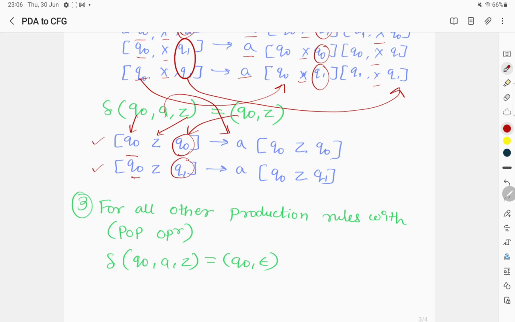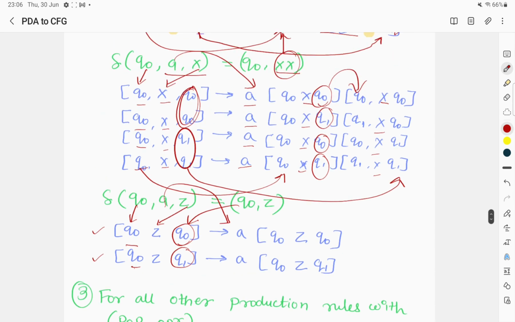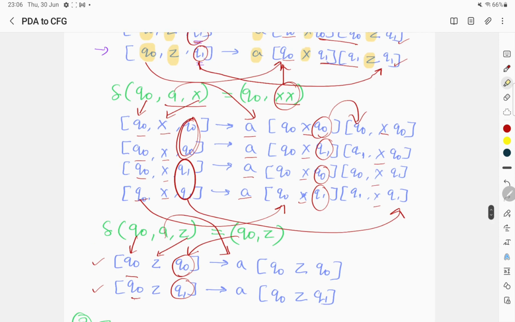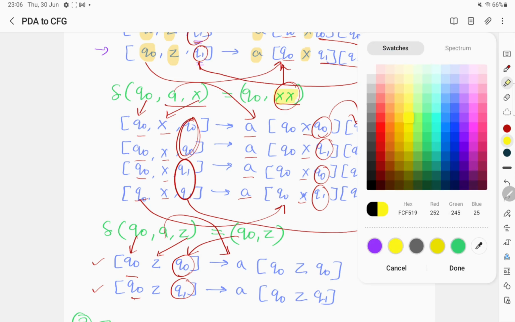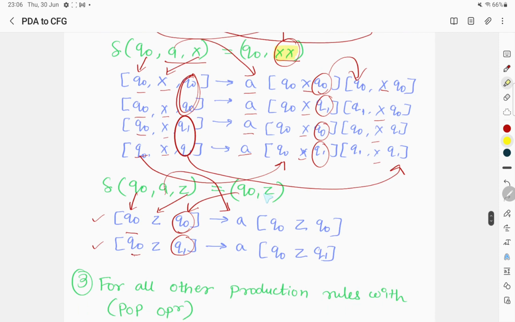Now here why I have done 2 and not 4? Let me give you that explanation first. Earlier in this particular type of transition, in the right hand side I had 2 symbols. Now here in the right hand side, I have only 1 tape symbol. So if it is 1, I will do 2 raised to 1 is equal to 2. And that's why I need only 2 particular rules.